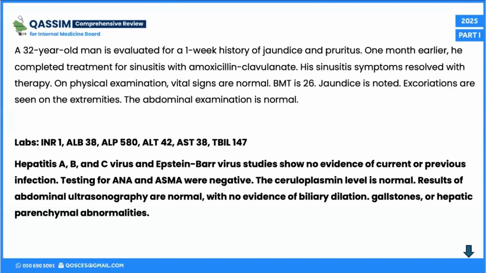Jaundice is noted. Excoriations seen on the extremities. The abdomen examination is normal. INR is normal. Albumin is 38, mildly elevated. Alkaline phosphatase 580. ALT is 42. AST is 38. Total bilirubin is 147.